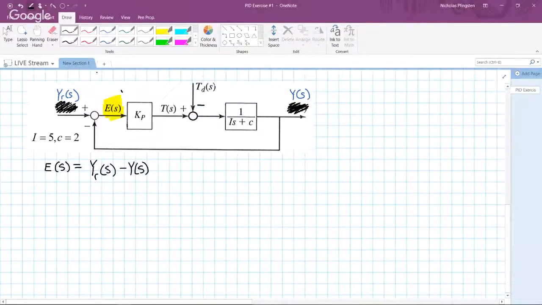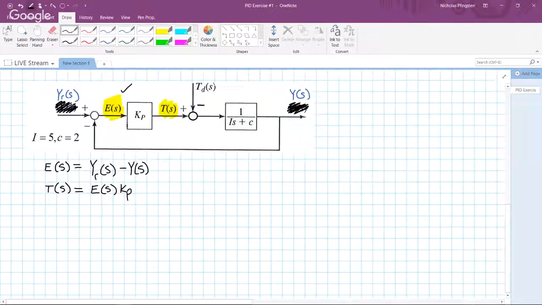Done. Next guy we're going to consider is T of S. Now, T of S is going to equal capital E of S times KP. And because you guys know, basically that's just a product. E of S running in the KP, it's a product.